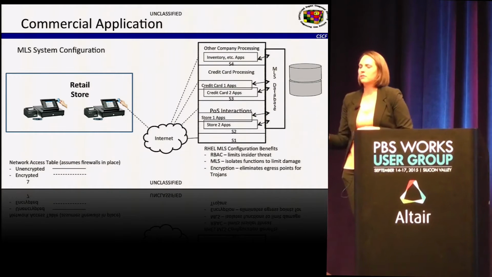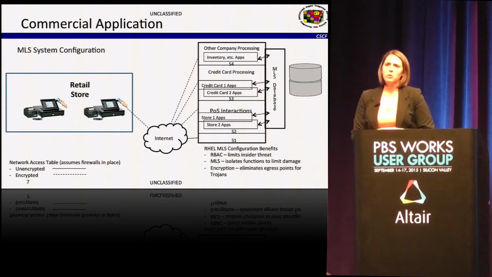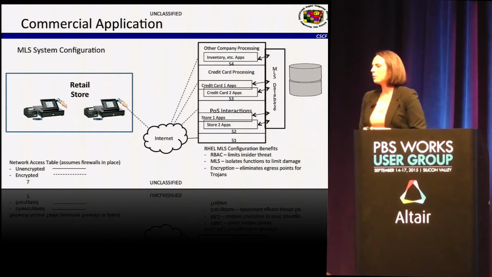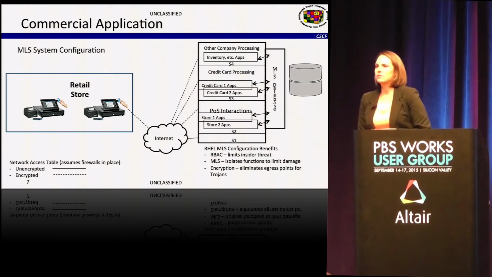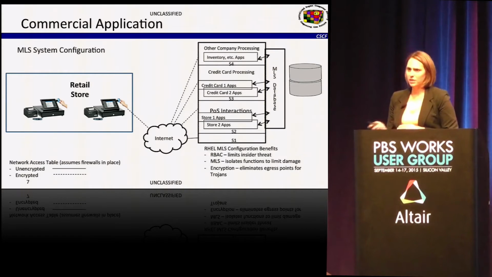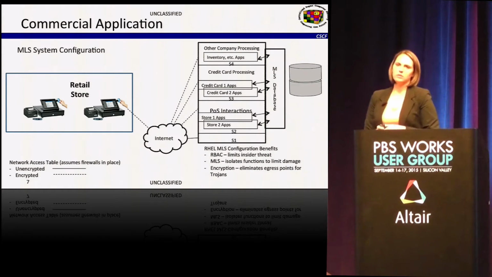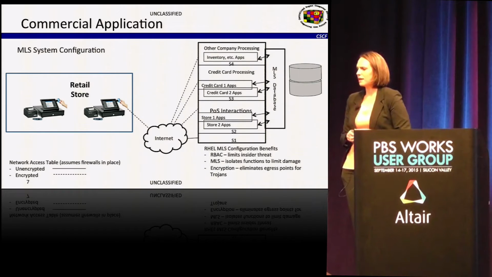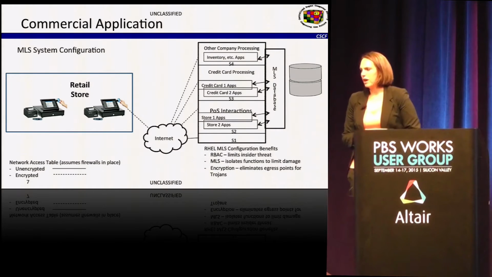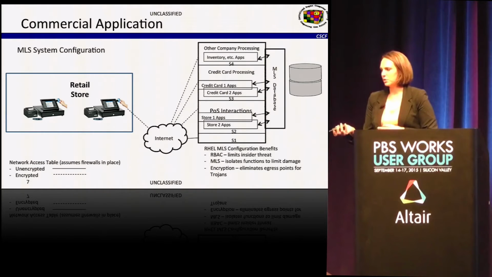So basically what this configuration does is with the role-based access control, you limit your insider threat. And then with the MLS, you isolate functions so that if one area does get penetrated, you don't lose connection to your other applications. And then when you encrypt all your traffic, you also eliminate the egress points for Trojans.